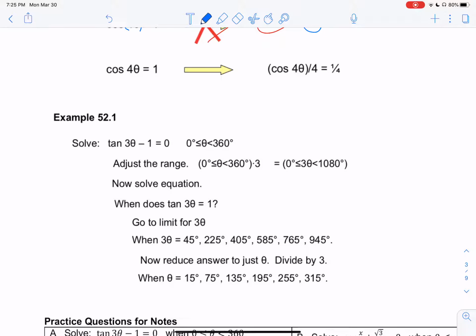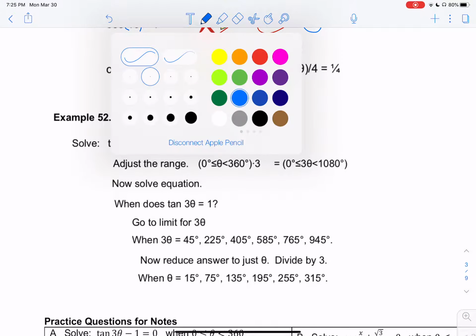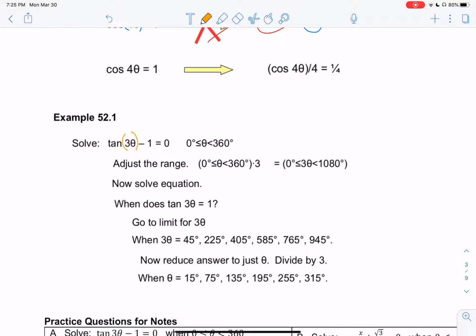where we have to solve 3 theta. Okay, so you're focused in here. Minus 1 equals 0, and we add the 1 over, and then we look on our trig circle, you'll need that handy, to figure out when is it that tangent has a value of 1. And that happens several times, 45, 225, and so forth. And then we would, at the last step, divide that 3 across all of them to get our final answer.